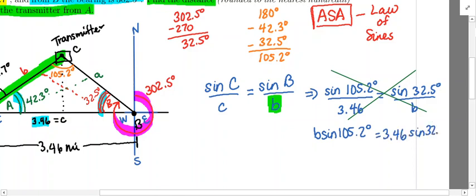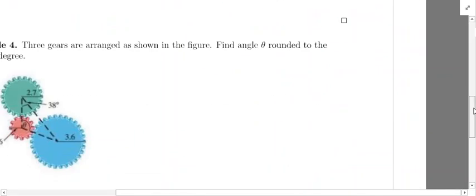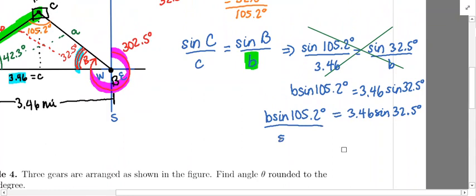sine of 32.5 degrees. The sine of 105.2 degrees is just a number. Everything on the right is just a number, 3.46 times the sine of 32.5. So if you want to solve it for B, you just need to divide off the number that it's being multiplied by. Let me write all of this out for you. We're going to go ahead and divide both sides by the sine of 105.2 degrees. On the left side, the sines will cancel, leaving you with B.